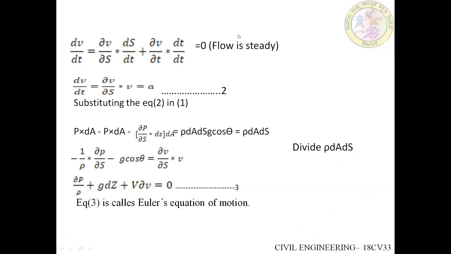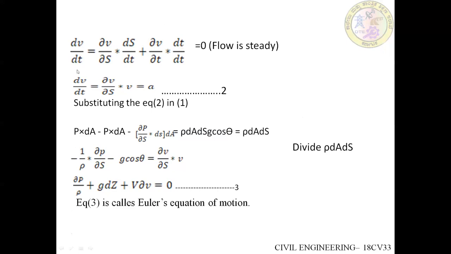Since the flow is steady, we can say this dt gets cancelled, it will be equal to 1. Got it? And we can say this dou v by dou t, that is the velocity, will be equal to 0. So the above equation reduces, this factor gets cancelled. Since dou v by dou t equals 0, because the flow is steady, this factor will get cancelled.